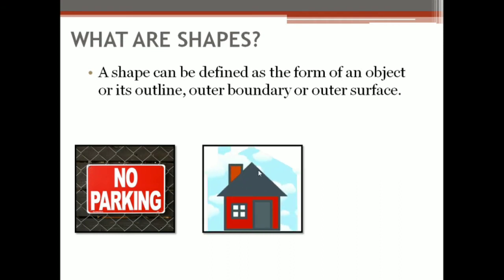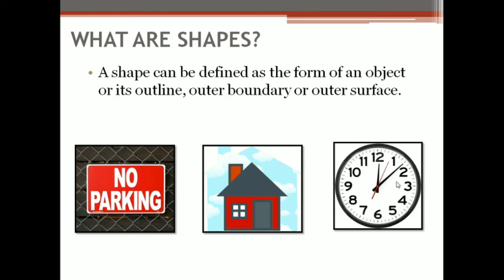Now, try to identify the shape of this house. Try to identify the shape of the roof. This is a triangle, right? And the base of the house is a rectangle. Now, which shape is this? This is a circle, right? I hope shapes are clear to you. There are two types of shapes, closed shapes and open shapes. Let's see what they are.